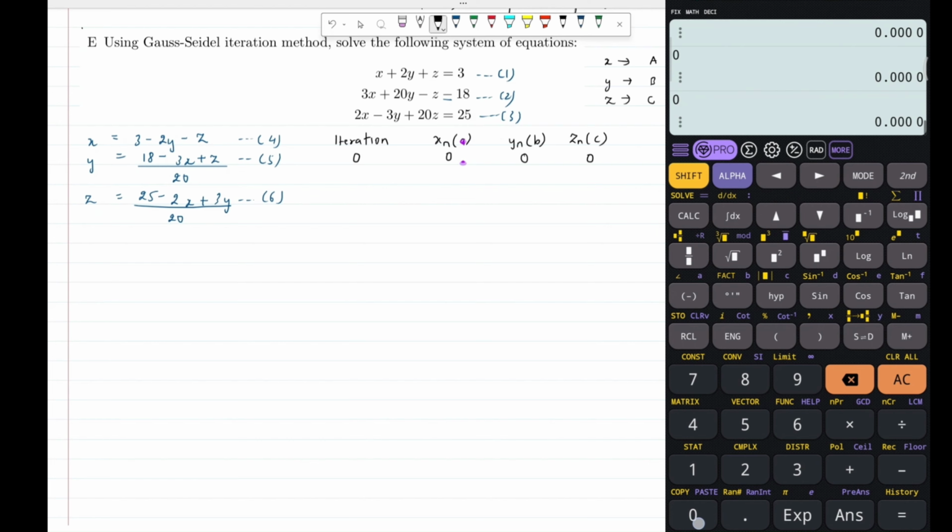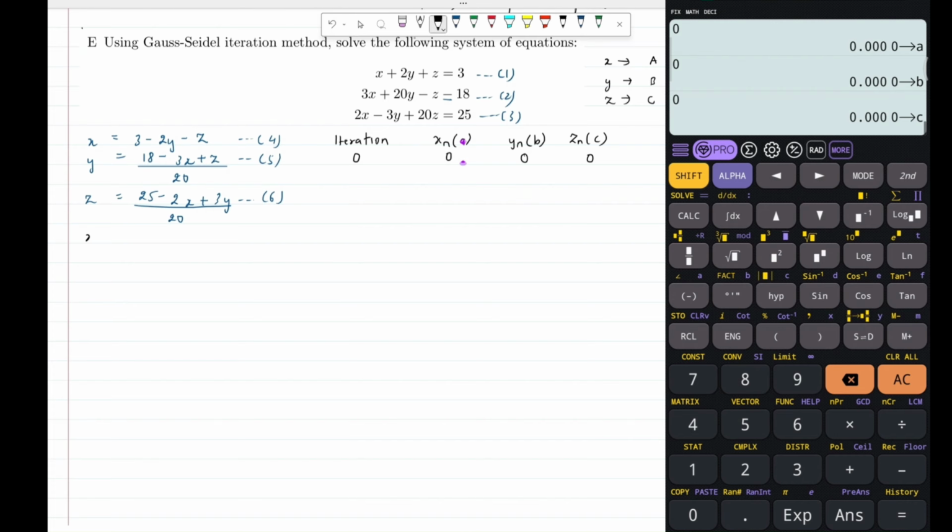On the calculator, let us store 0 in A, 0 in B and 0 in C. You see that 0 is plugged into all three variables A, B and C. Now have a look at equation number 4.